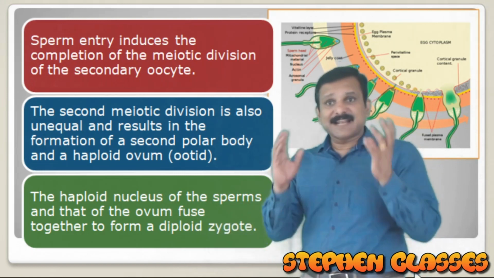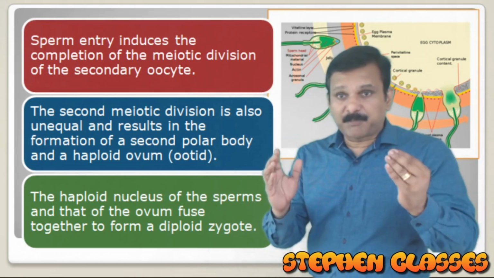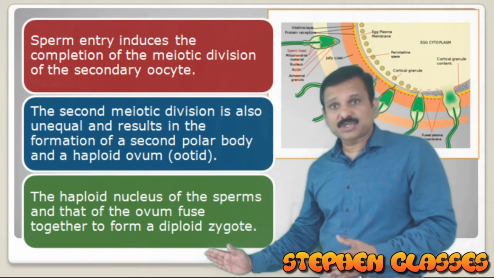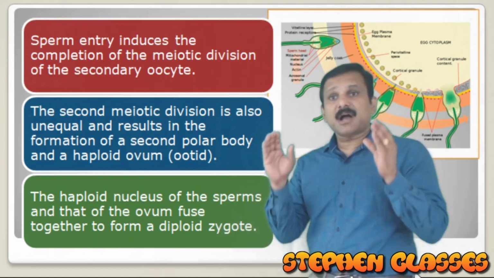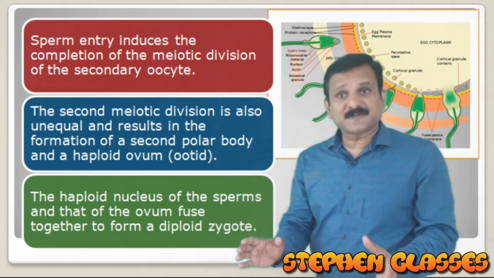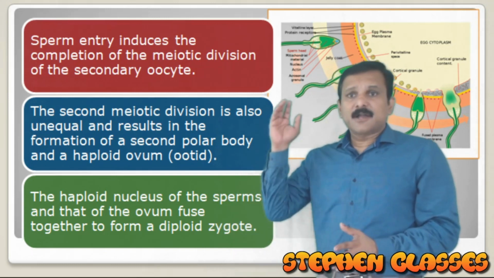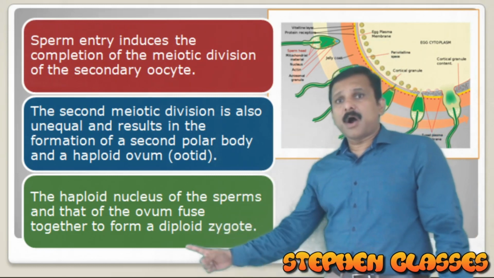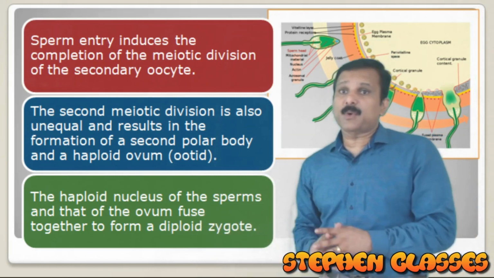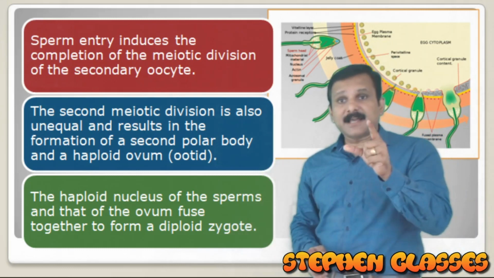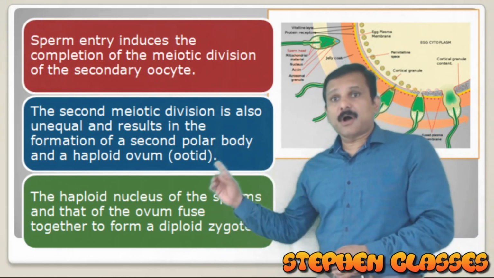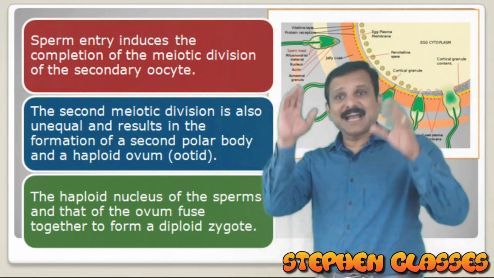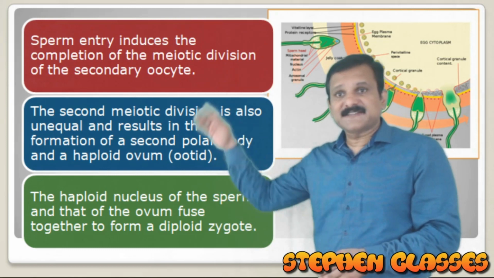So the cell is now getting transformed into a diploid condition, and that diploid cell you can name as the zygote. So this is now the completion of the entire fertilization process. Don't think that once the sperm enters, fertilization is over. Fertilization will be over only when the two haploid nuclei fuse to form a diploid nucleus or a diploid zygote. So the fertilization process is over by all these events.